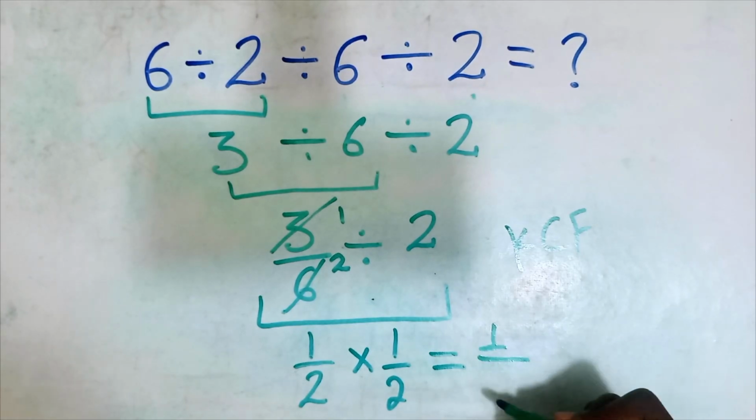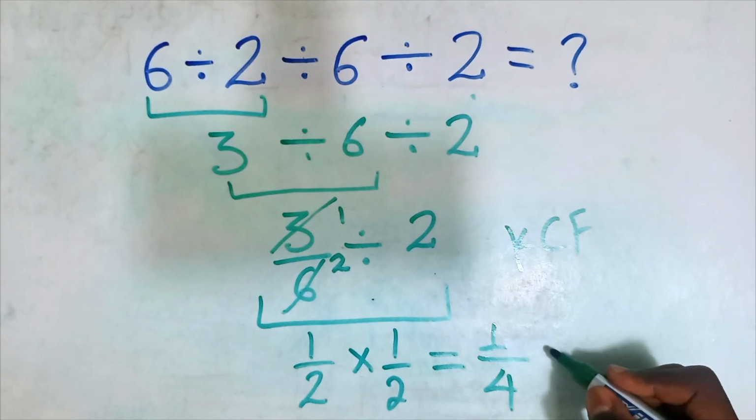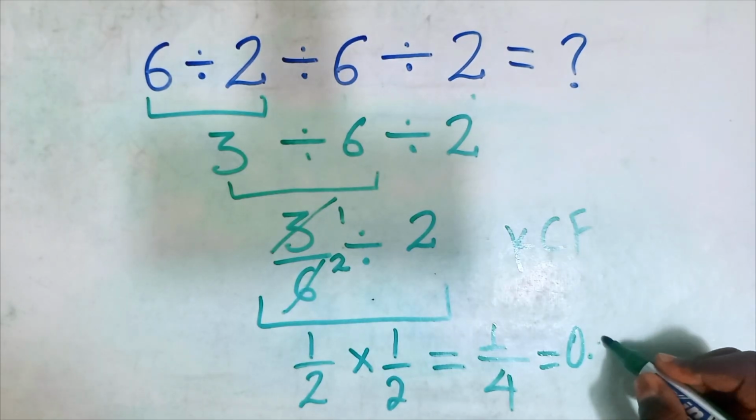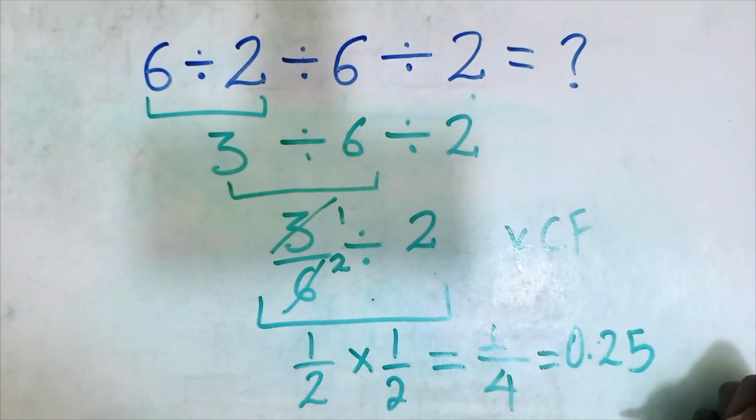So 1 over 2 times 2 is equal to 4. So 1 over 4 or 0.25. And this is our final answer to this problem.